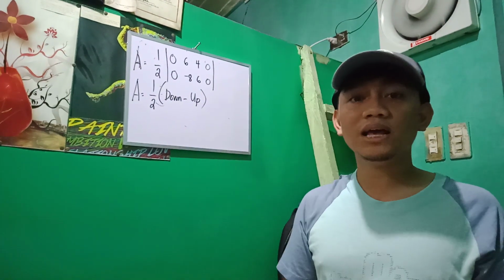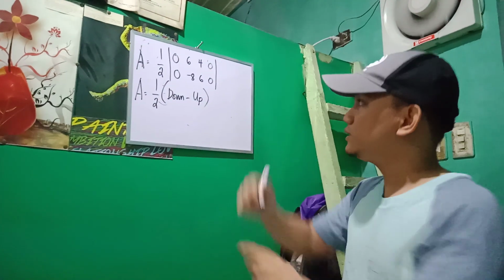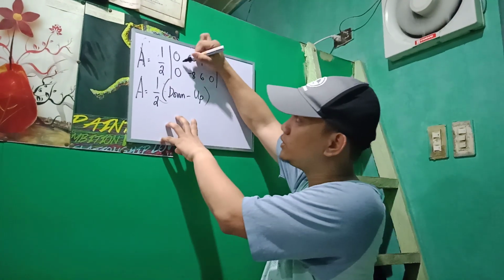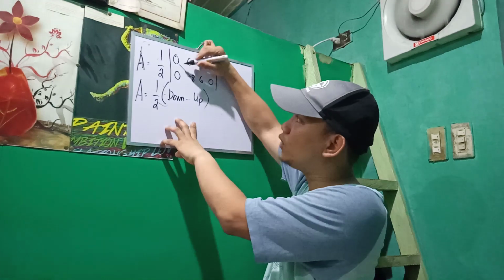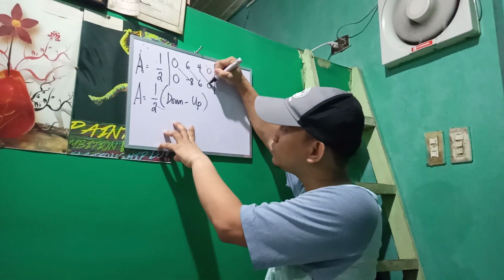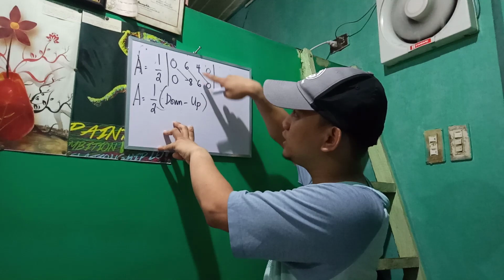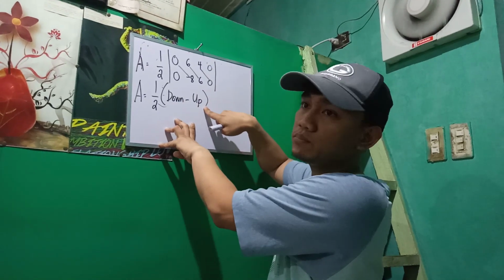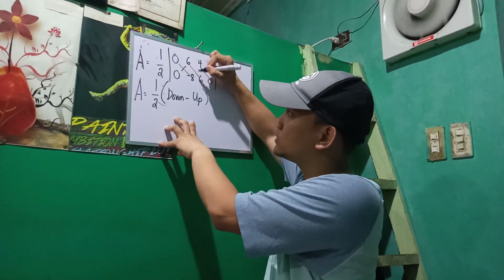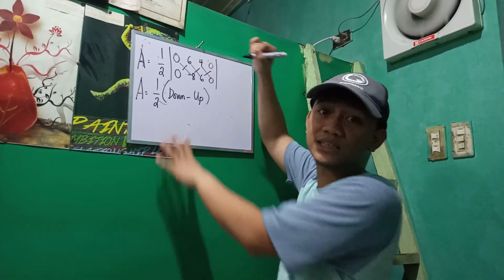So we will weave. Paano tayo mag-weave? Paano tayo magsisintas? How are we gonna shoelace? So start from this. So we have down. This is the down. So you draw the downward diagonal. So 0, negative 8, 6, 6, 4, 0. How about the up, Sir IG? So we have 0, 6, negative 8, 4, 6, 0.